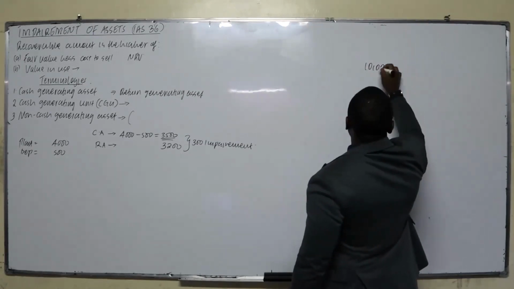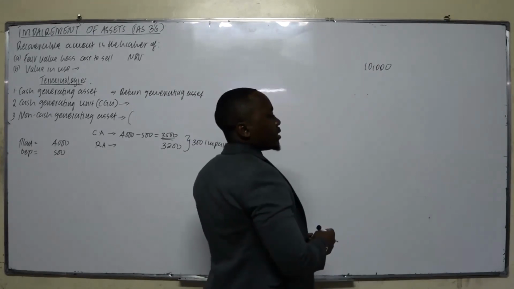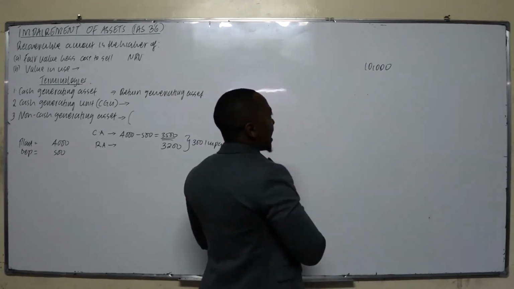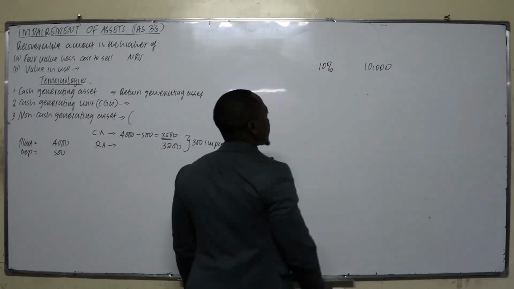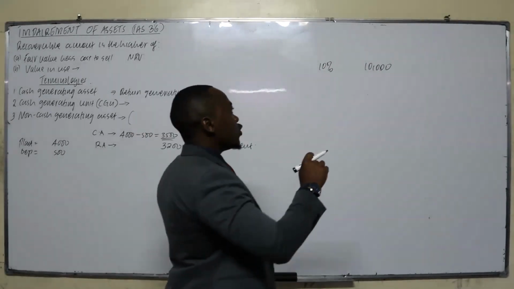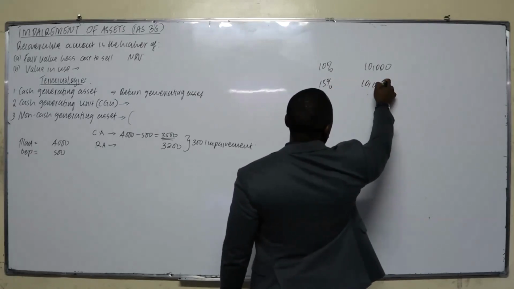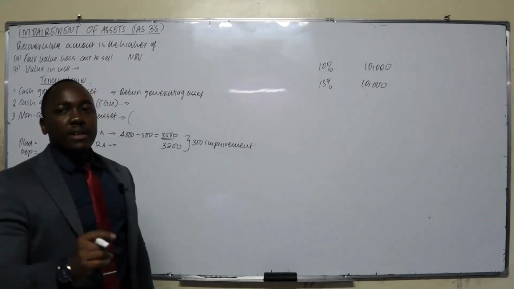10 million in 2 years' time. This is what you expect this machine to generate in the next 2 years. Assume that the discounting rate, the interest rate, is 10%. Then you also consider the same when the interest rate now increases to 15%. You receive the same amount. I want to show how the interest rate affects the discounting rate.